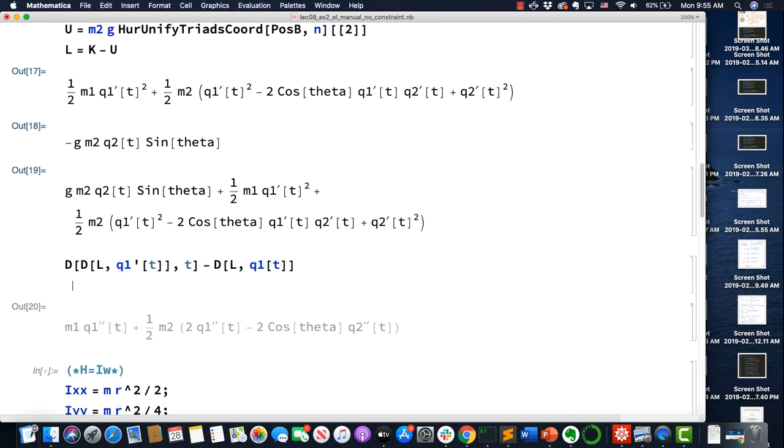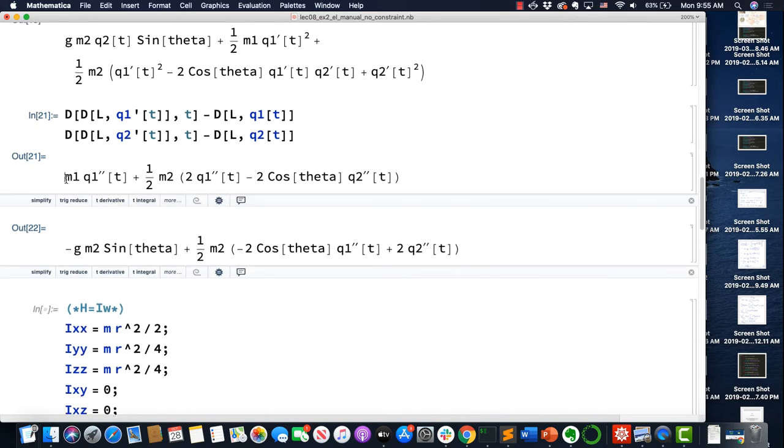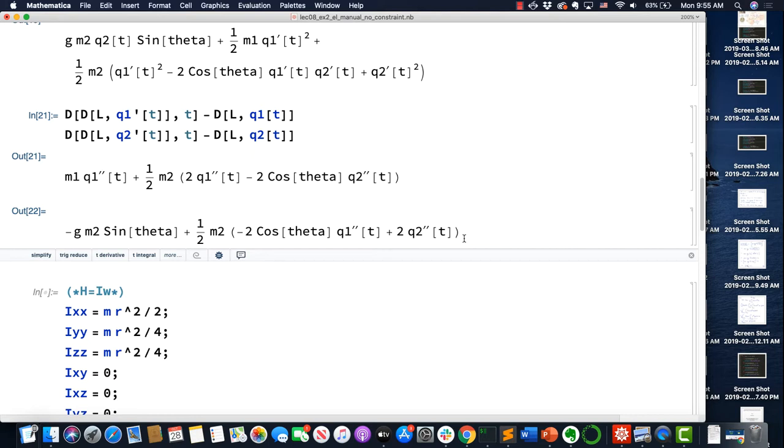Now do the same thing for the second generalized coordinate. So we have Q2, Q3. Now you have two equations. This is very simple but powerful, right? By just studying these two equations, you can now describe the movement of theta, the wedge, and the block.